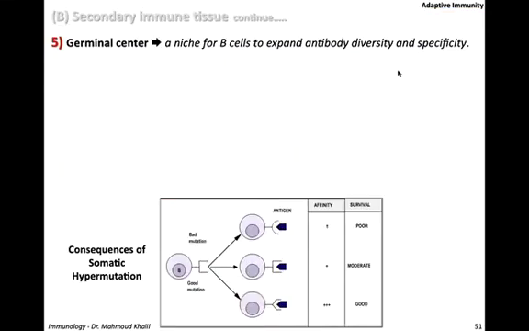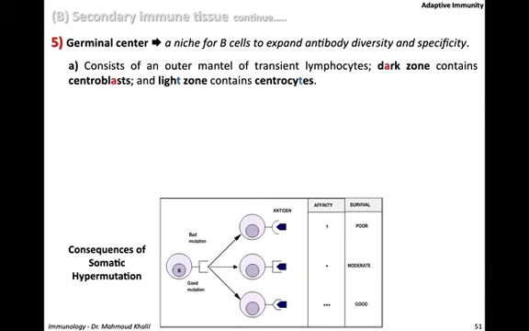So we'll talk now about the germinal center. What is a germinal center? Actually, these are regions inside the secondary lymphoid organs, or secondary immune tissue. It's a niche for the B cell to expand and differentiate to start secreting antibody with different diversity and specificity.